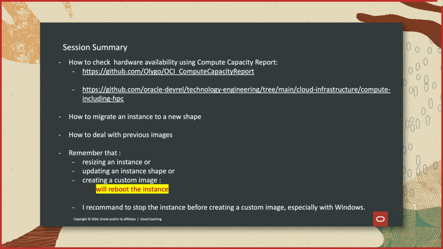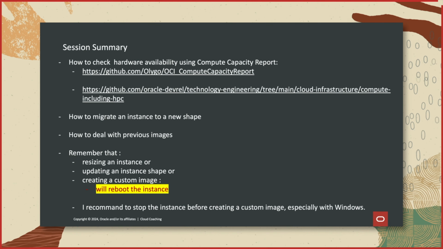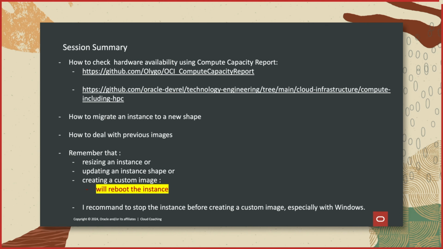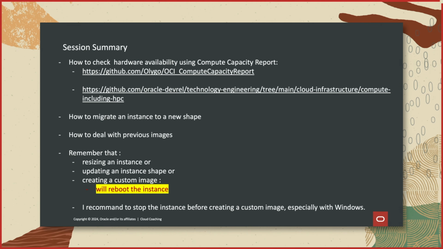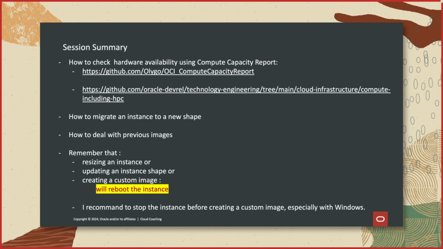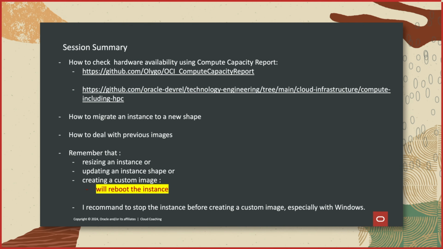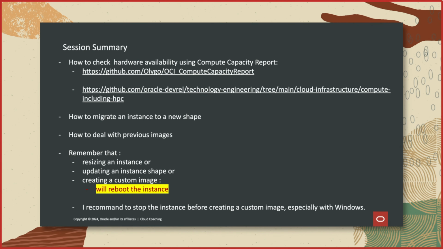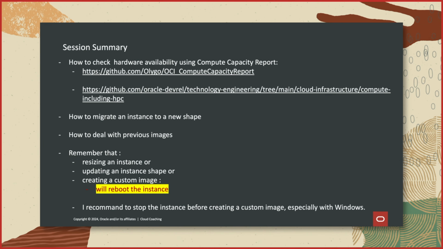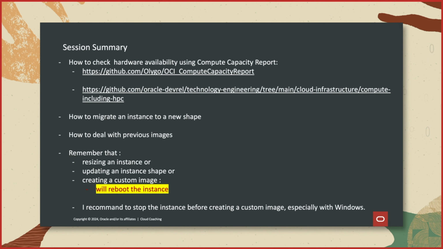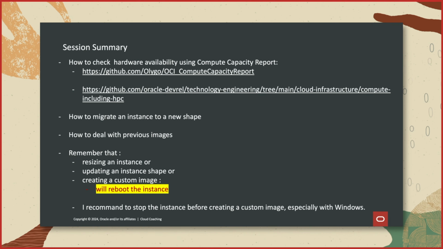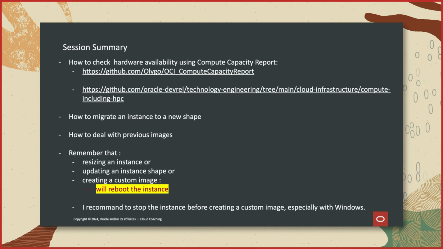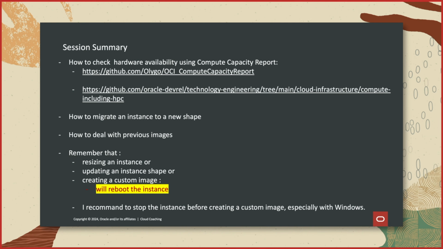Terminate the previous instance if you want to reuse a private IP in order to free this private IP. Think about using a reserved public IP if you want to keep your public IP when you delete or migrate an instance. It's important to note also that the MAC address will change when you create a new instance based on the custom image, for example. And last thing, always back up your data before applying any change.